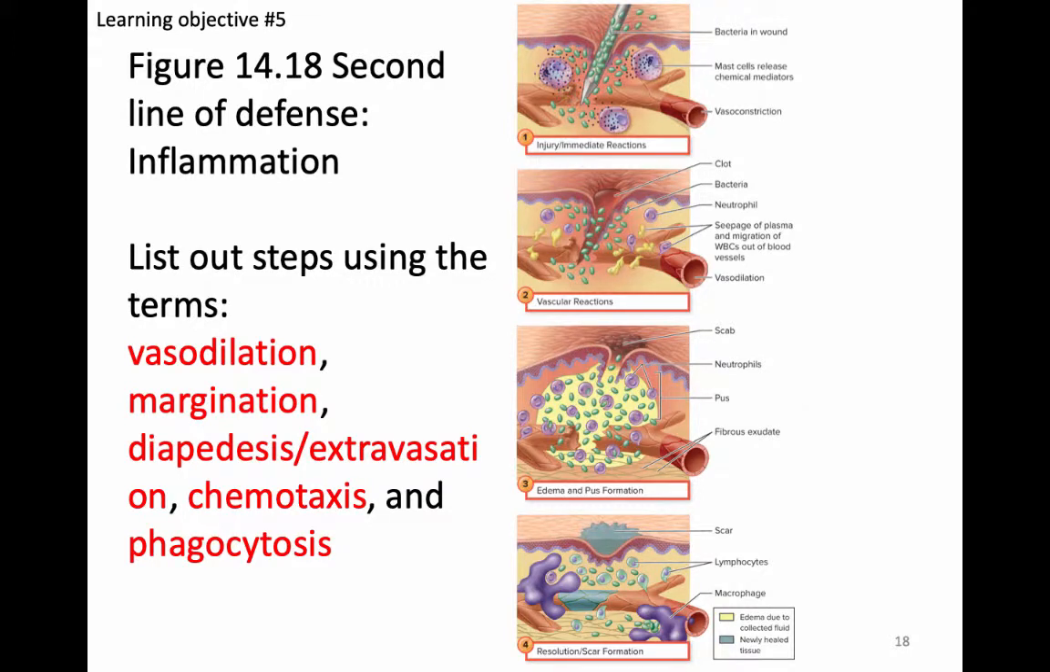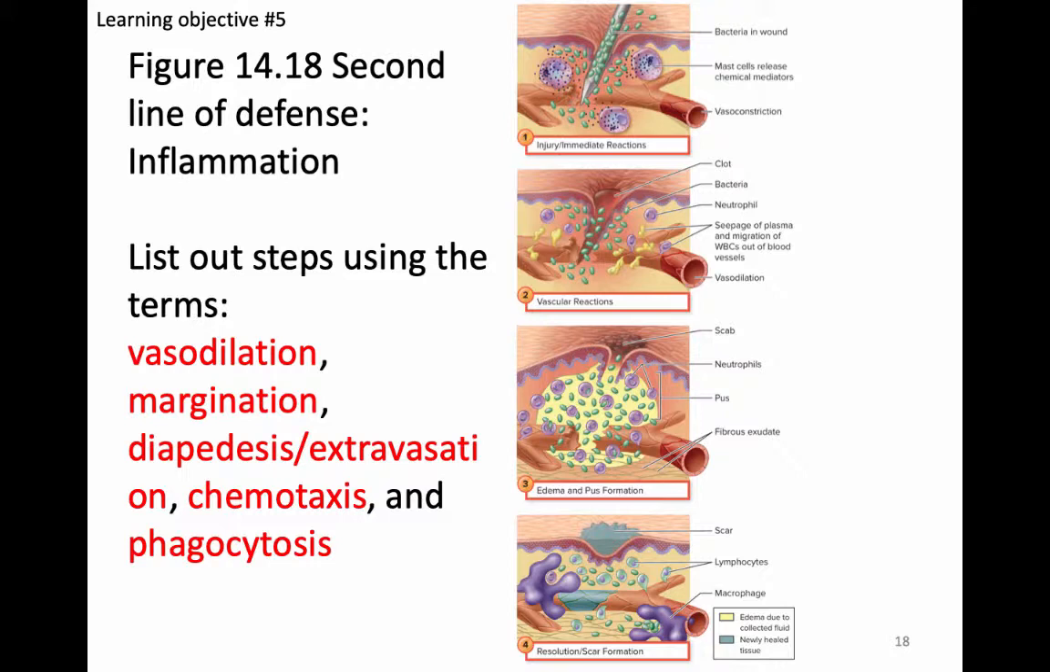Another part of the second line of defense is inflammation. So this is shown in figure 14.18 from your book. We have in step 1 an injury, which introduces bacteria into the host. We have in step 2 the vascular reactions, which we can discuss in more detail with the words listed in red.